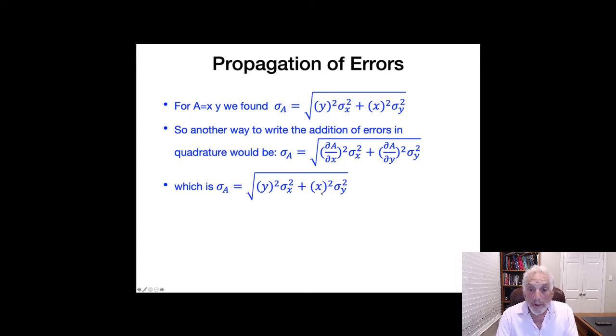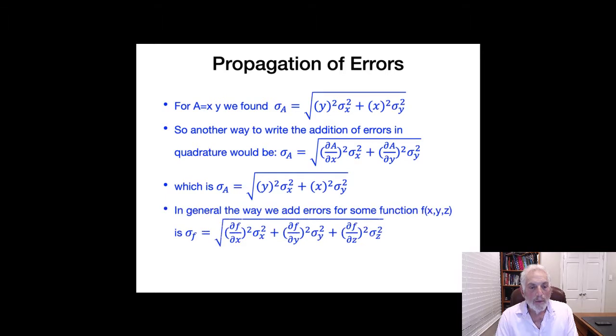So we can generalize this to the propagation of error formula, which is that in general, if you have a function of some coordinates, x, y, z, you can have as many as you want, sigma of the total is the square root of the partial of f with respect to x squared, sigma x squared, plus the partial of f with respect to y squared, sigma y squared, plus the partial of f with respect to z squared, sigma z squared. And this is the propagation of error formula which we'll use, and let me show you some examples.